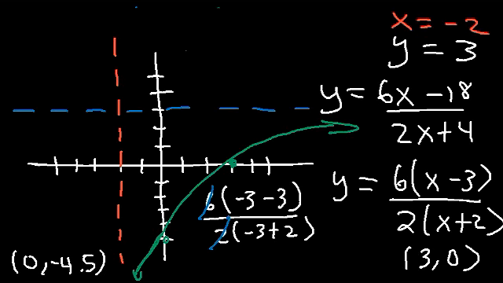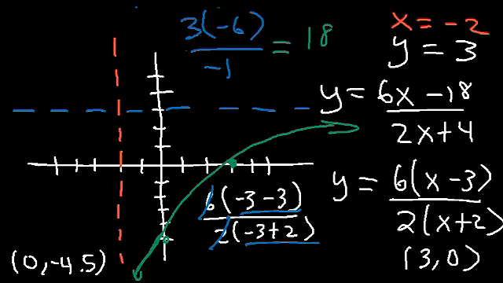2 goes into 6 3 times. Negative 3 minus 3, that's negative 6. Negative 3 plus 2, that's negative 1. And 3 times 6 is 18. The two negatives will cancel, and so it's going to be positive 18. So therefore, it's going to be way up here. Either case, we know that the graph is going to be in this section. So that's a rough sketch for our graph.